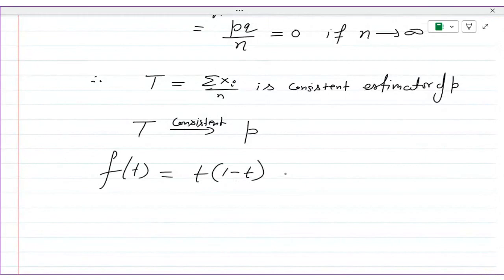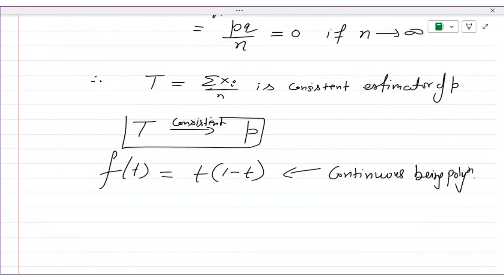It is a continuous function. Is it continuous? Yes, because t minus t square is a polynomial, and being a polynomial, it is continuous. Now apply the property of invariance. You know that this t is consistent for p, and you know f is continuous. So in place of this t, you can put these things, right?